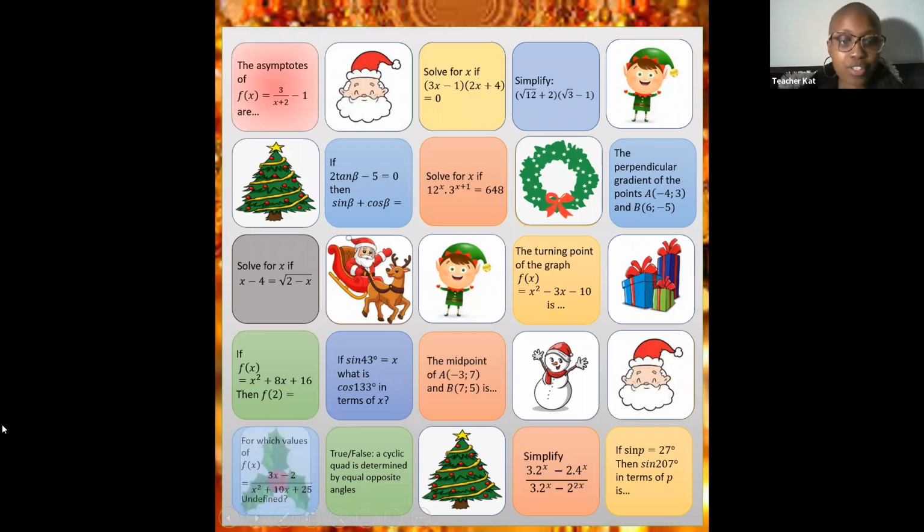For which values of x will f(x) equal, and we have a whole equation there, be undefined? For which values of x? What does undefined mean? Before you start, what does undefined mean? When is a number undefined? Let me put it like that.